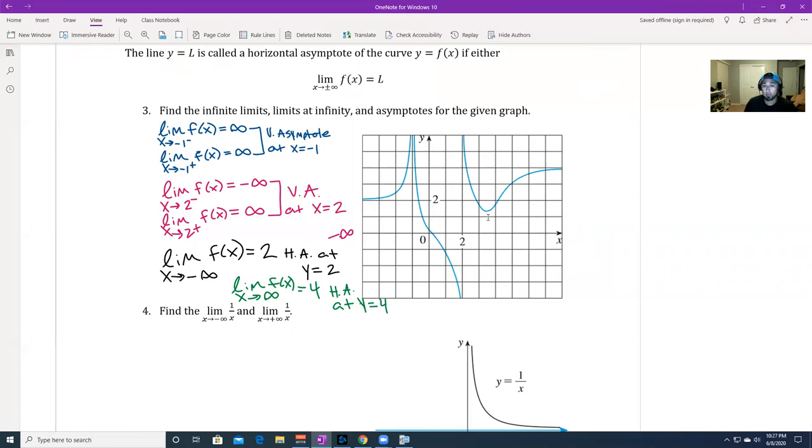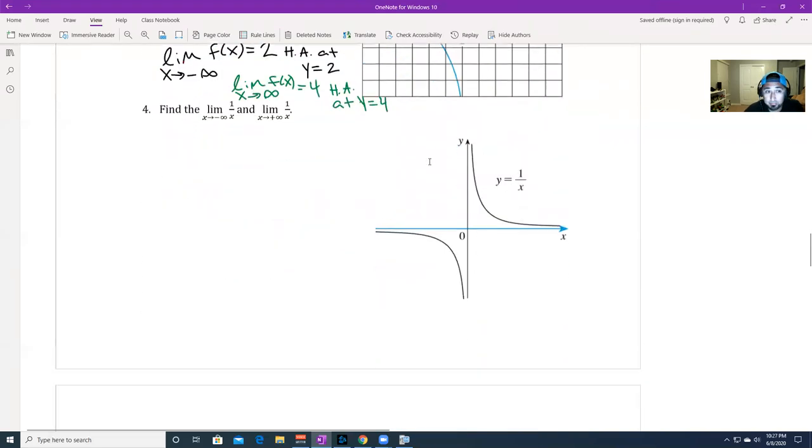Okay. Well, for the next one, this is going to be a very, very important limit. It's just as important as that limit identity we made for sine x over x. This one is going to be important for limits at infinity. So this is going to be a limits at infinity identity, okay? And I'm just going to prove it by the graph to save us some time. So this says find the limit as x approaches negative infinity and positive infinity of 1 over x.